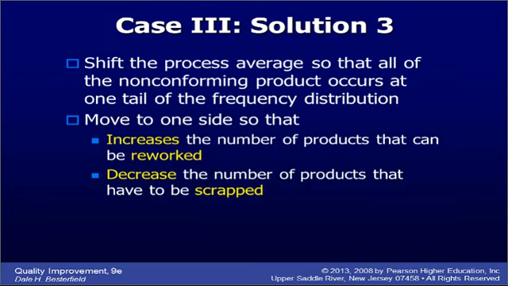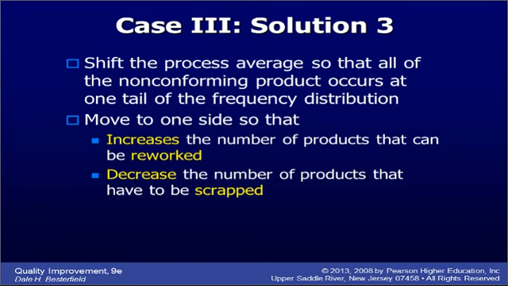The third solution to case 3 is to shift the process average so that all the non-conforming products occur at one tail of the frequency distribution. We want to move our process distribution to one side because we want to increase the number of products that can be reworked. Even though these products are non-conforming, exceeding the specifications, they can still be reworked to be qualified with some additional man time and money spent on it.